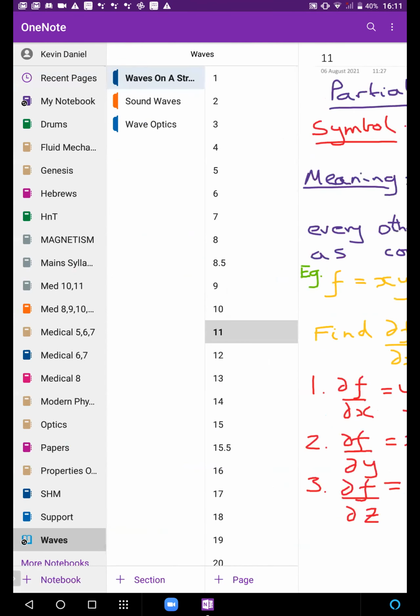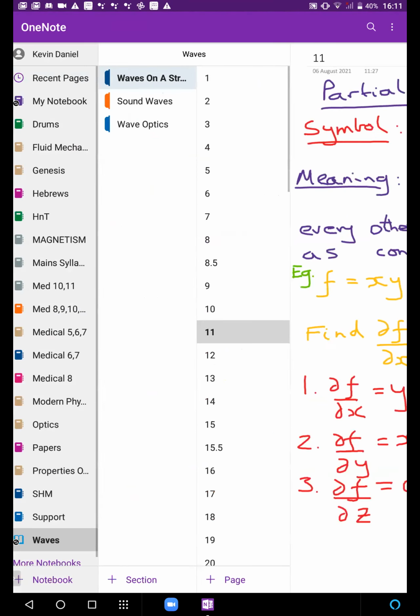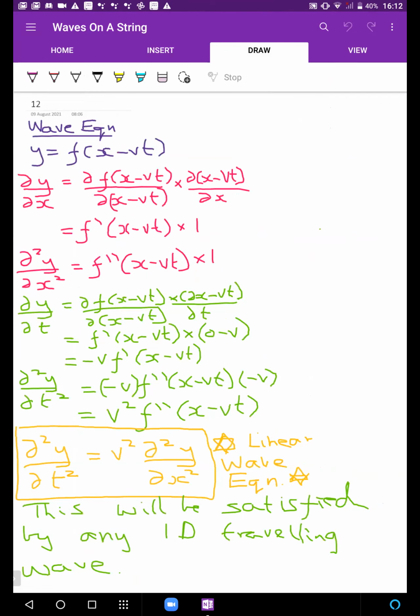But beyond that, in the wave equation we find that if we differentiate y twice with respect to time, we get v squared times the double derivative of y with respect to x. Double derivative of y with respect to time is v squared into double derivative of y with respect to x, and this is the characteristic equation for any linear one-dimensional wave. This will be satisfied by any one-dimensional traveling wave.